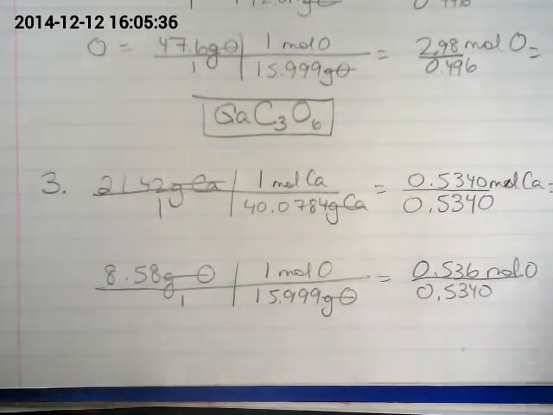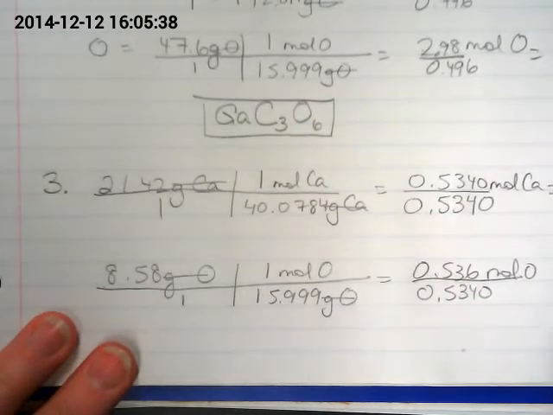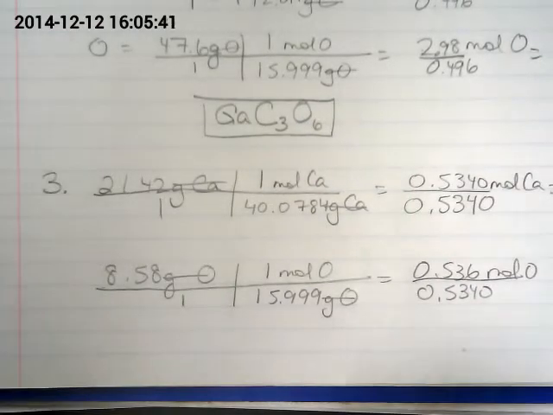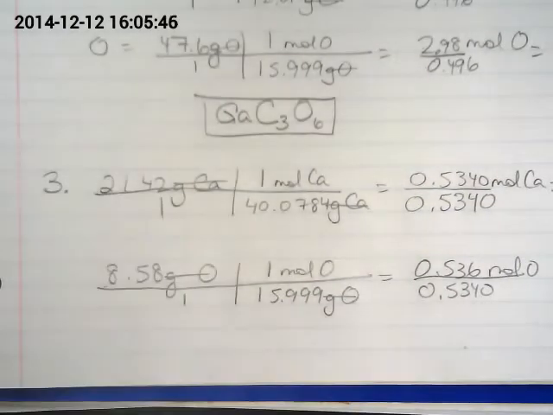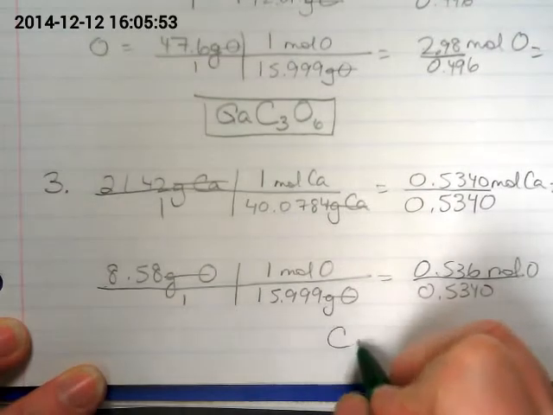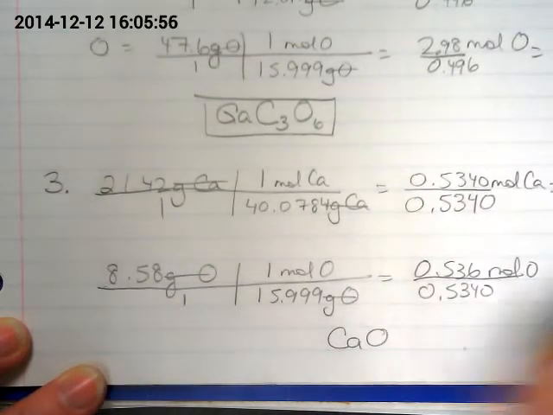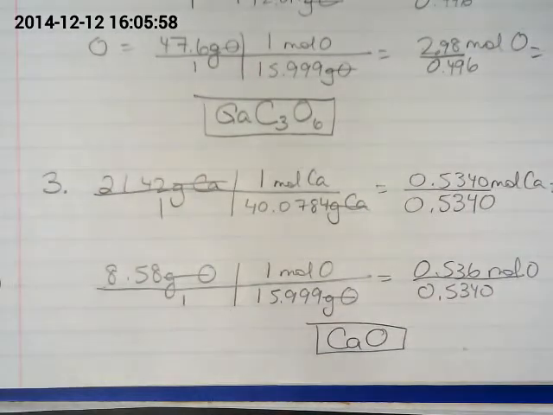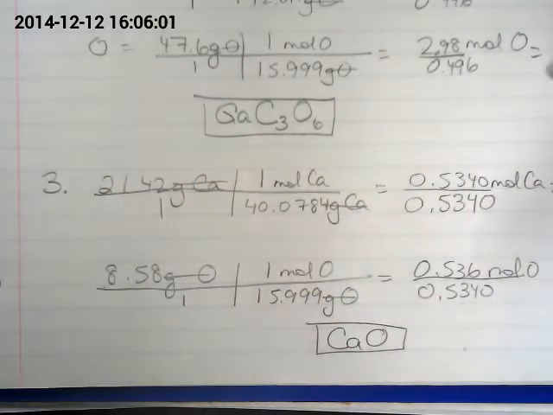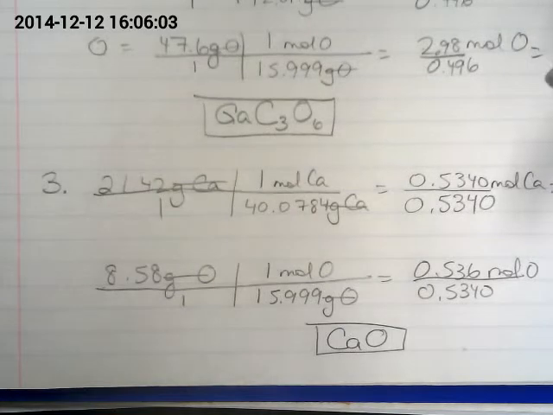Our answer is 1 to 1. 1 Ca, 1 O. Swap pencils. So our empirical formula is CaO. Number 4 is done this exact same way. I suggest you try number 4 on your own.